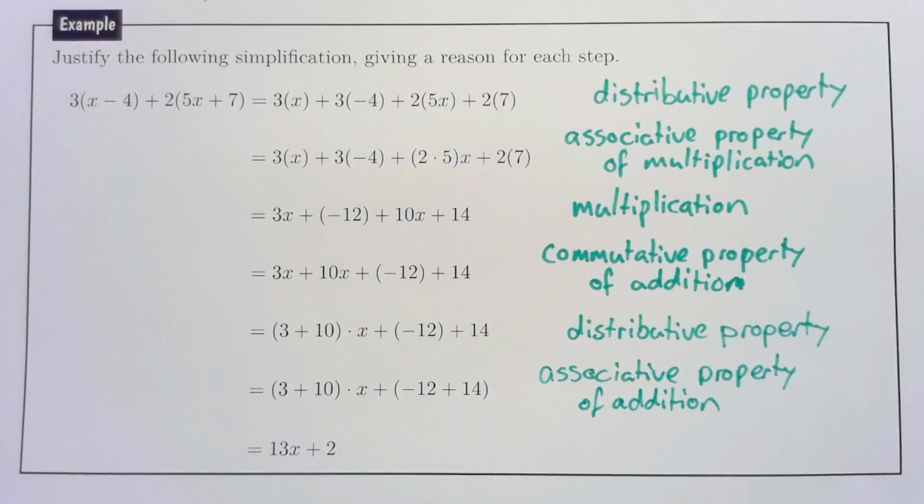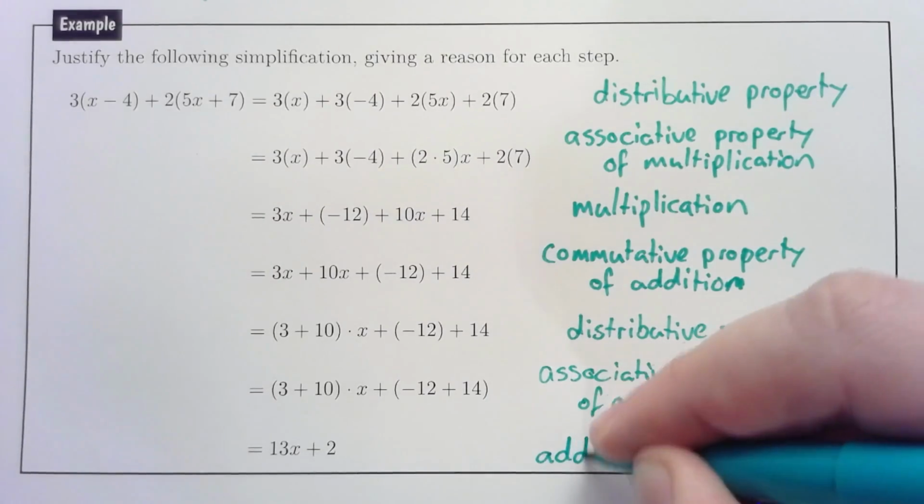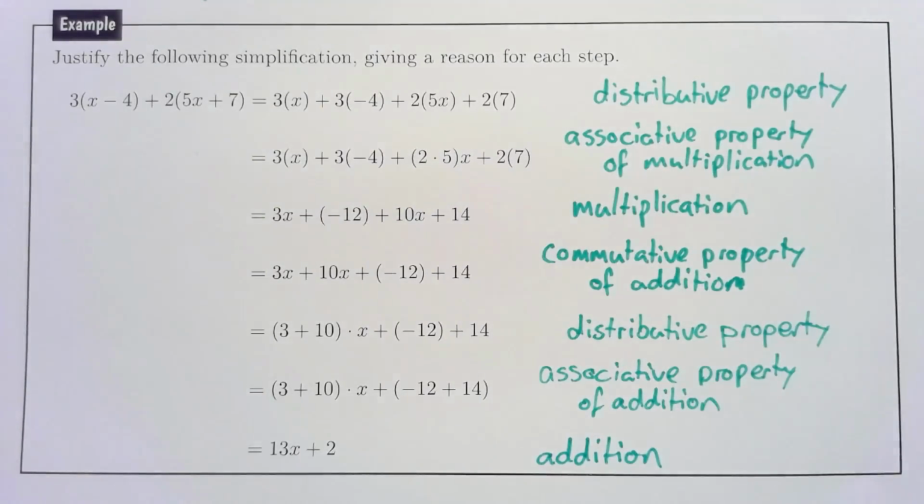Finally, we can actually apply the addition of the constants that we have in each set of parentheses. So 3 plus 10 is 13, and negative 12 plus 14 is 2. So our final expression is 13x plus 2. And if you notice, now we have logically justified the reason we were able to do each step using one of our properties.